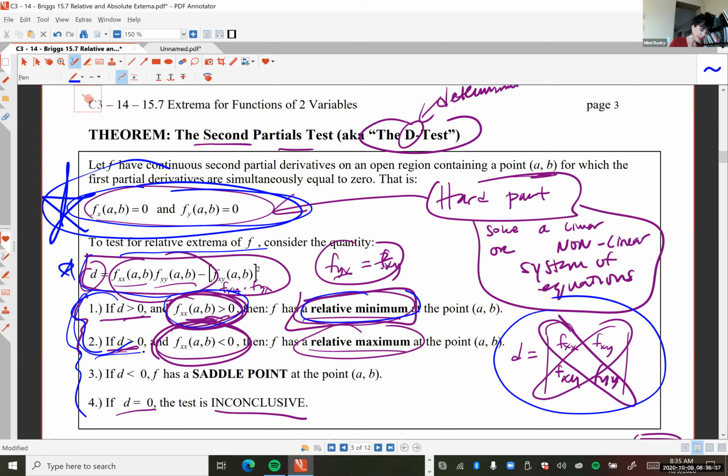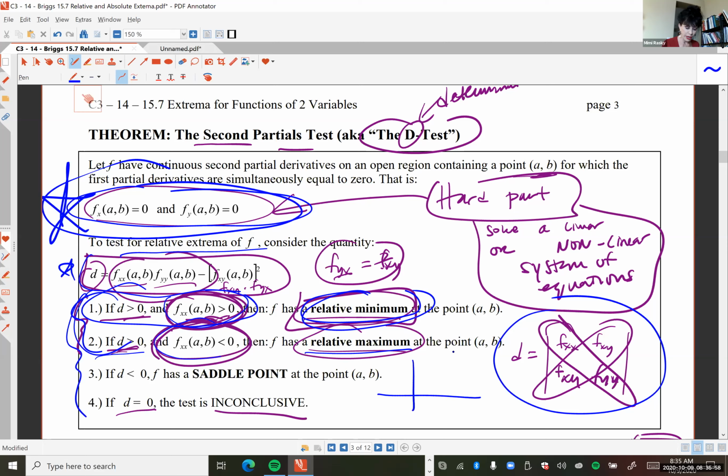On the other hand, if D is positive and fxx is negative, you have a relative max. Please don't get these reversed. It's very common for most humans. We always think, hey, if both things are positive, that means we're maxed out, right? No, you have a minimum. And so let me remind you of why that's kind of the case.